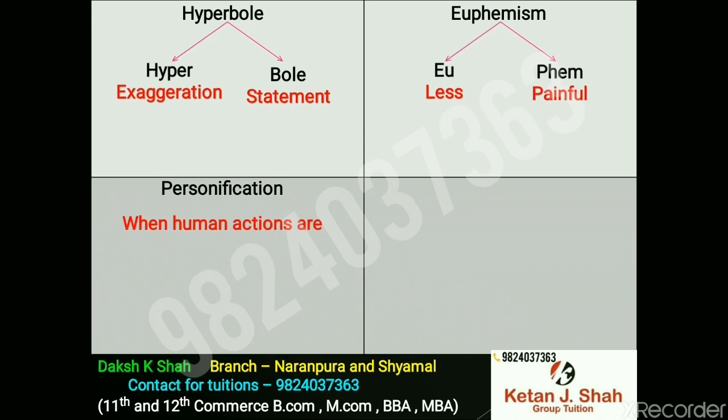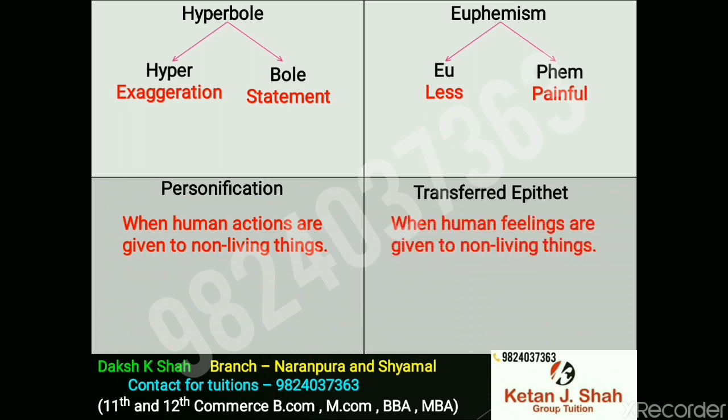Personification. When human actions are given to non living things, it is called personification. Transferred epithet. When human feelings are given to non living things. So personification means the roses are smiling. Smiling is a human activity which is given to roses which are non living. Transferred epithet. He shot a cruel arrow. So it means that cruel is a feeling which is given to an arrow. So we can say it is a transferred epithet sentence.